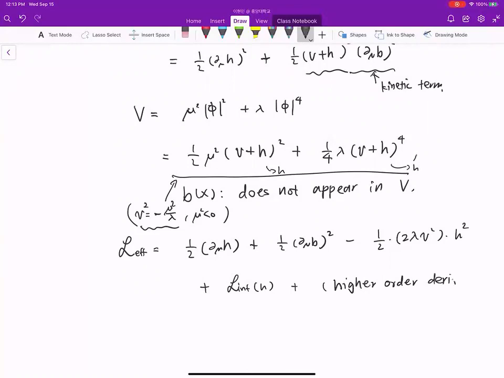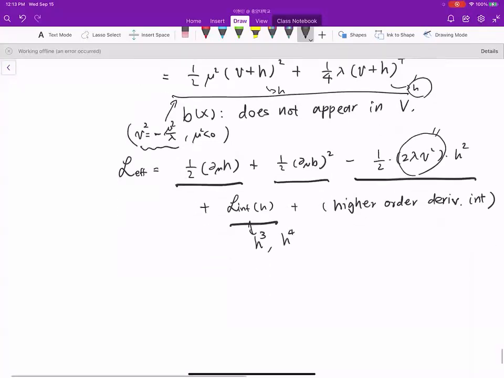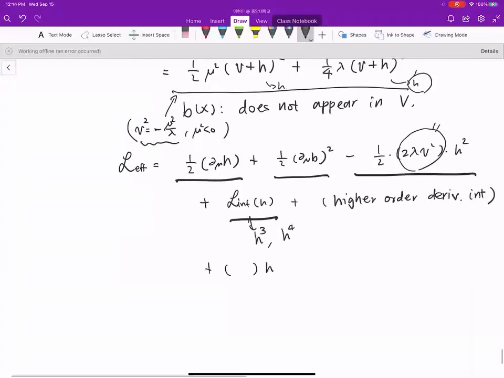Derivative interactions. At low energy, you see disconnected terms: the mass term and the interaction for H. And here you identify the coefficient of H squared. So interaction means the H cubed and H quadratic terms, right? But there is no linear term. The linear term in H vanishes. In principle you could have a linear term, but the coefficient vanishes for this condition.